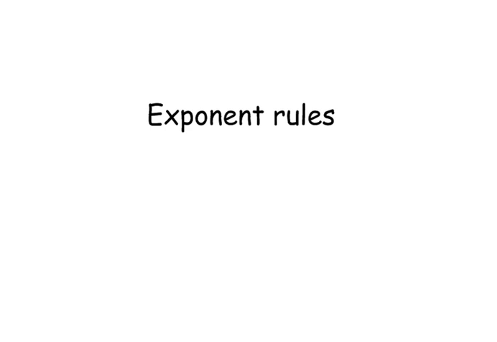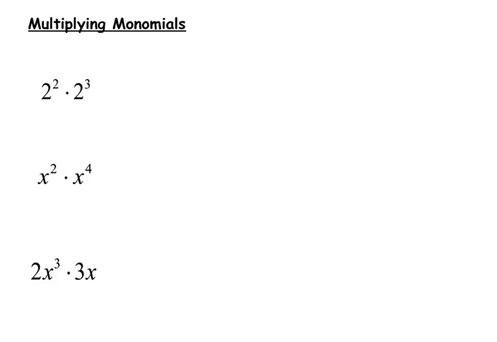This lesson is on exponent rules. We're going to start out by multiplying monomials. So we have 2 squared times 2 to the third. You'll notice that both of our exponents are positive whole numbers. We're going to start looking at this by looking at what this means in expanded form.